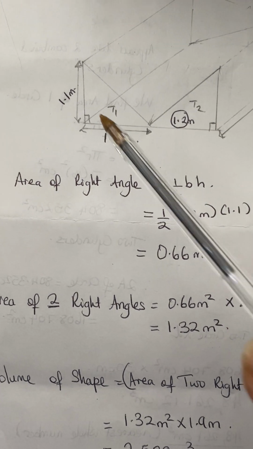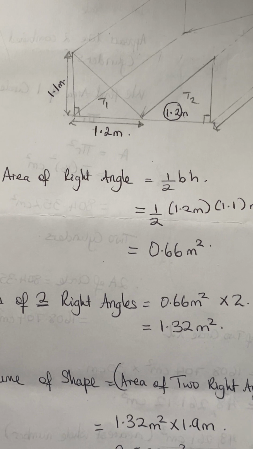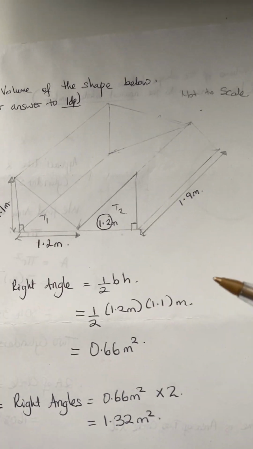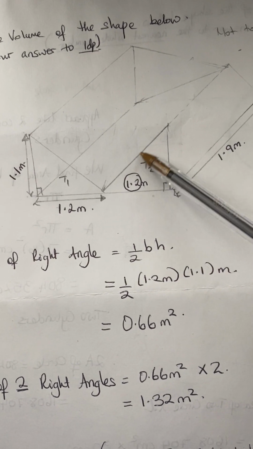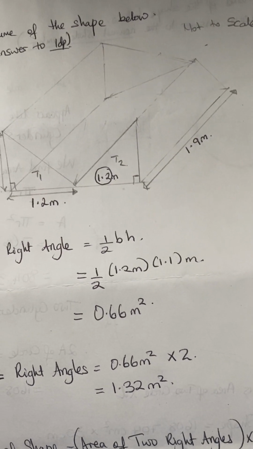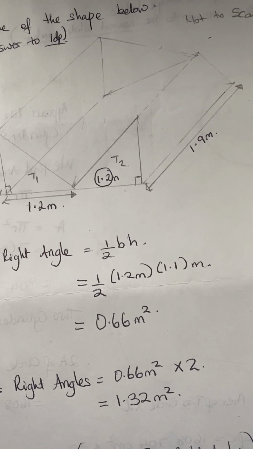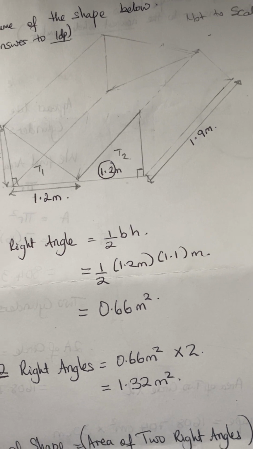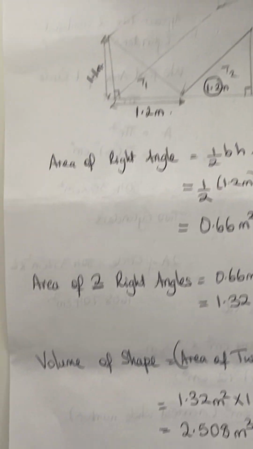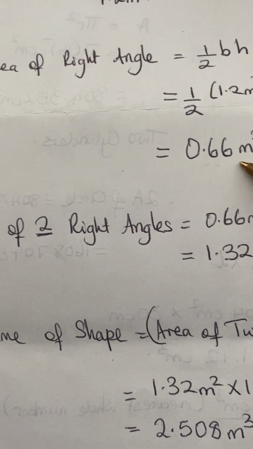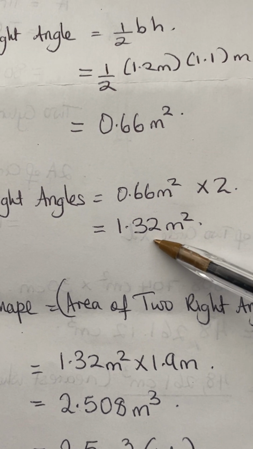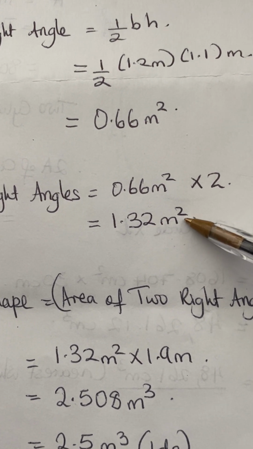Again, they might give you the area and the length, then they've made it easy for you. But assuming they haven't given you the area of these 2 bits, and they want you to find the volume, you can still do it and get the marks. Okay, that is the shape here. So the 2 right angles is 1.32 meters squared.